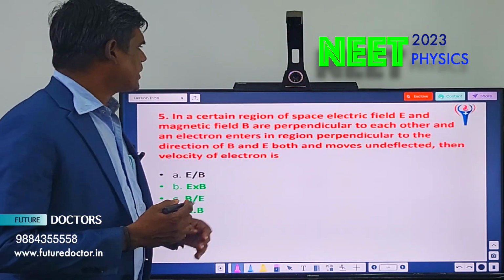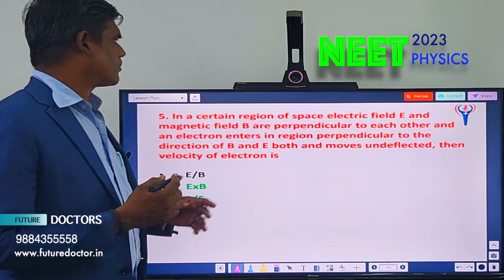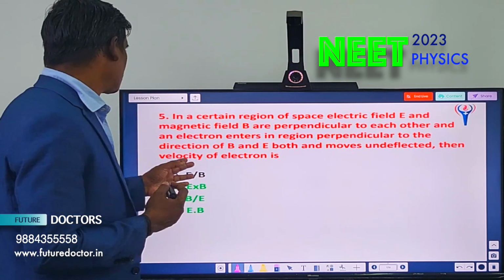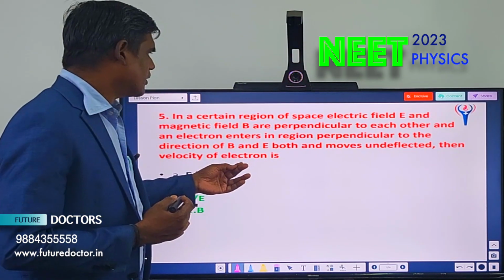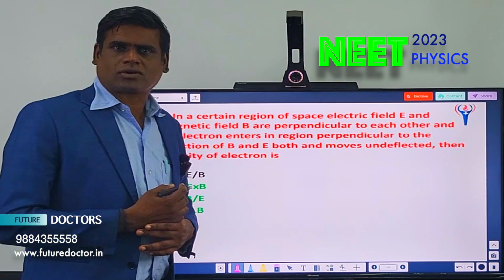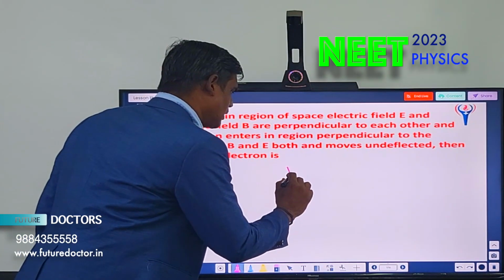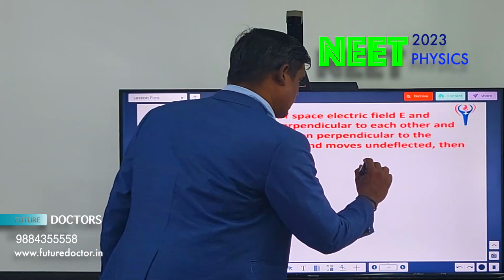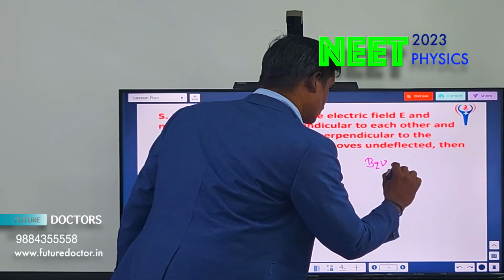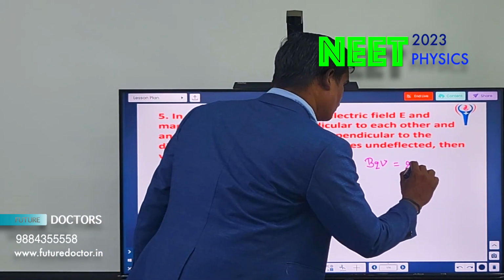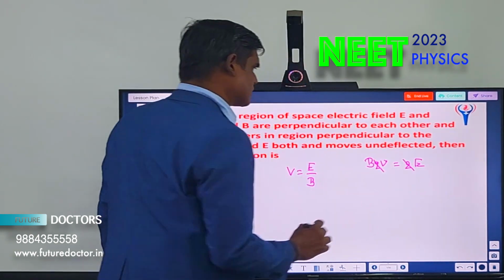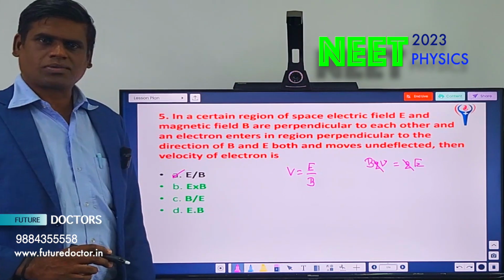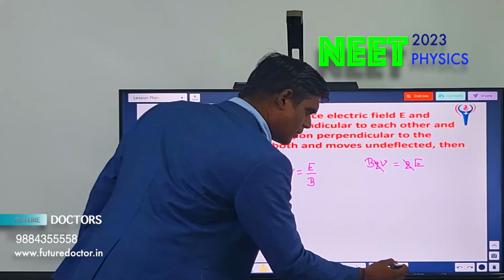In a certain region of space, electric field E and magnetic field B are perpendicular to each other, and an electron enters the region perpendicular to the direction of both B and E and moves undeflected. The velocity of the electron is V equal to E by B. Force due to magnetic field, BQV, equals force due to electric field, QE. Q gets cancelled, so V equals E by B. That is option A. Option A is the correct answer. Let's move to question number 6.